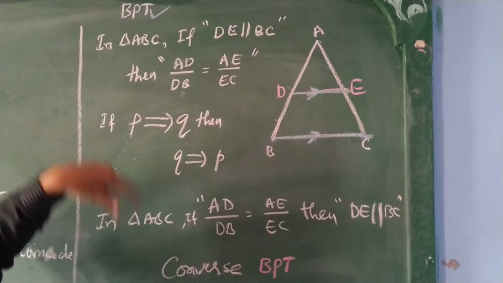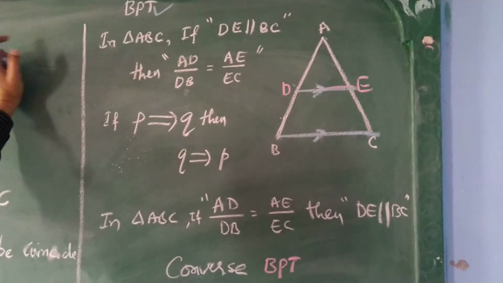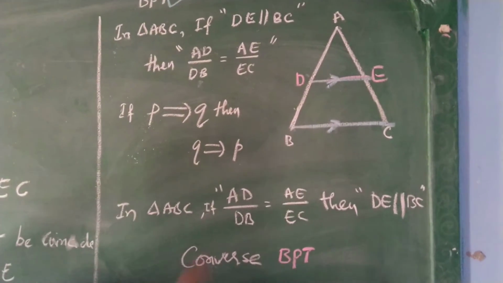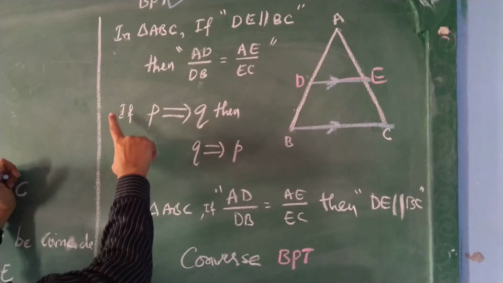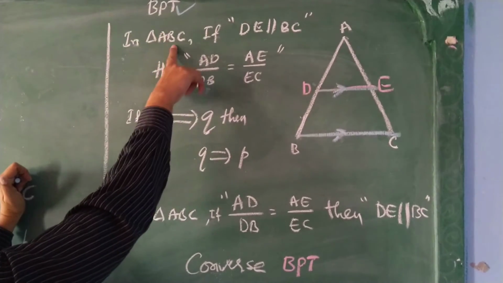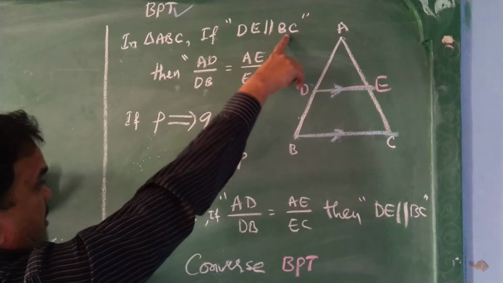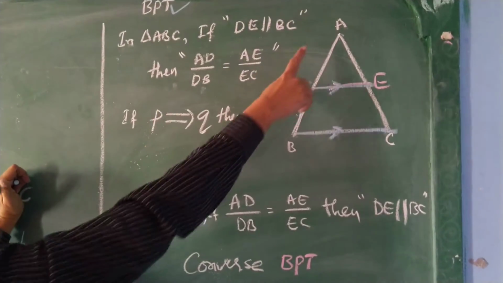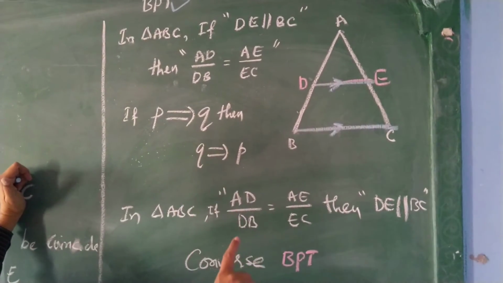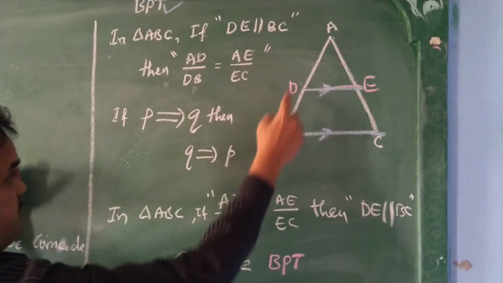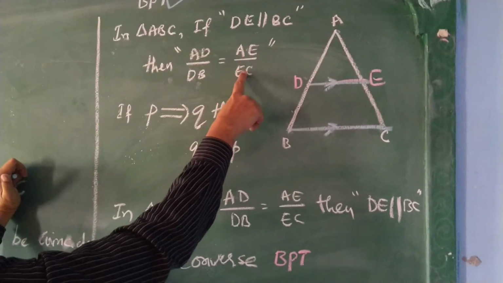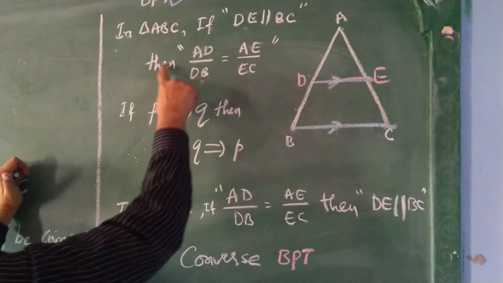What is its converse? The converse basic proportionality theorem. BPT is theorem 8.1; I am talking about theorem 8.2. In triangle ABC, if DE is parallel to BC, then AD by DB is equal to AE by EC. Its converse is: if AD by DB is equal to AE by EC, then DE is parallel to BC.